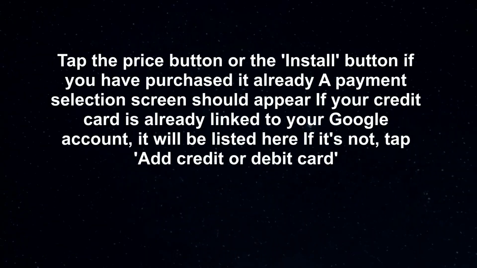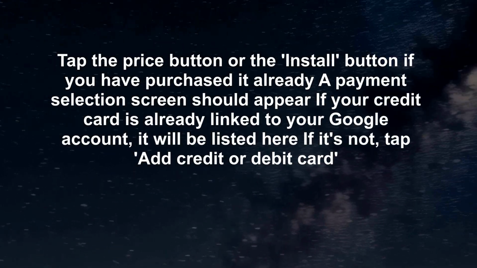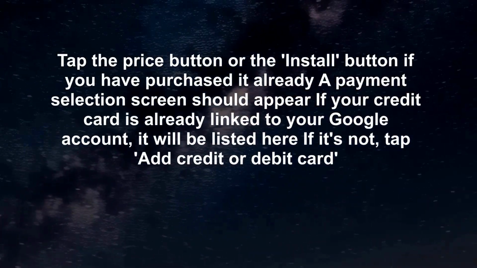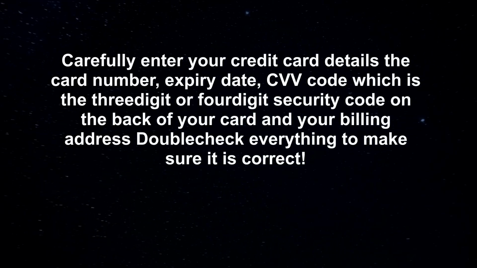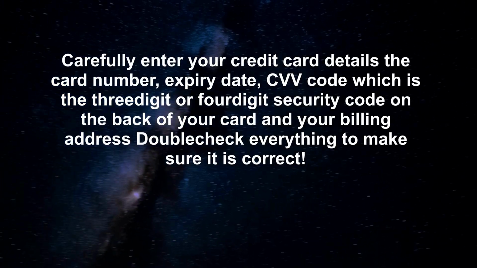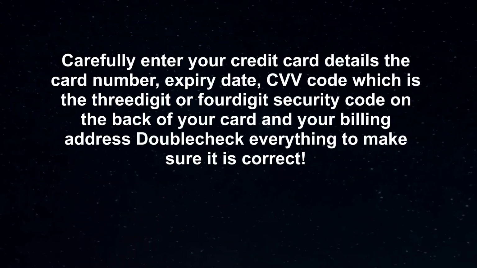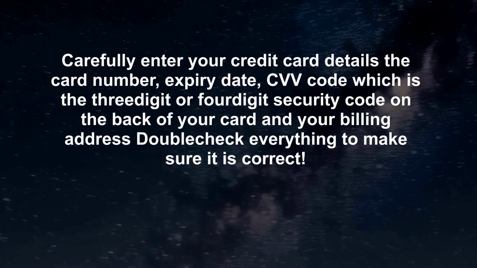A payment selection screen should appear if your credit card is already linked to your Google account. It will be listed here. If it's not, tap add credit or debit card. Carefully enter your credit card details: the card number, expiry date, CVV code, which is the 3-digit or 4-digit security code on the back of your card, and your billing address. Double check everything to make sure it is correct.